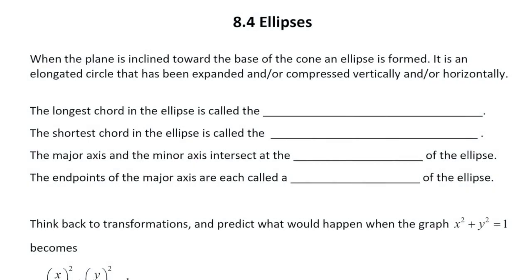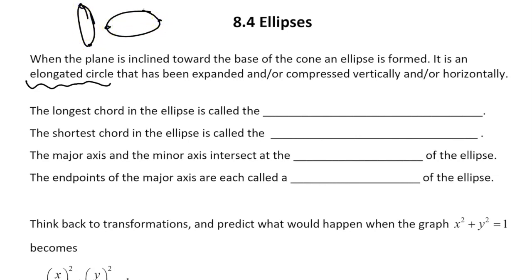Hi everyone, today we're going to take a look at ellipses. Okay, so an ellipse is basically an elongated circle. So it's been vertically expanded or compressed, or horizontally expanded or compressed. And when thinking about everything we've learned in transformations, it makes sense that after you've learned something to do with circles, you would learn something to do with ellipses. So think of a stretched circle and think about what that might start to look like.